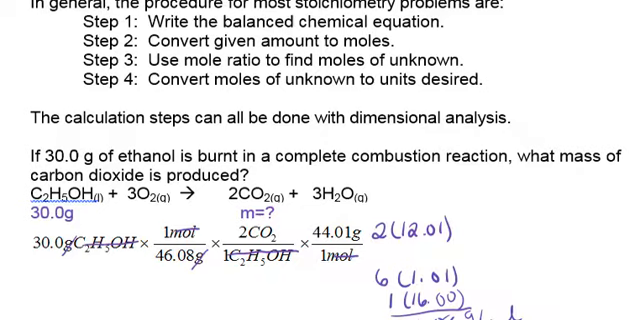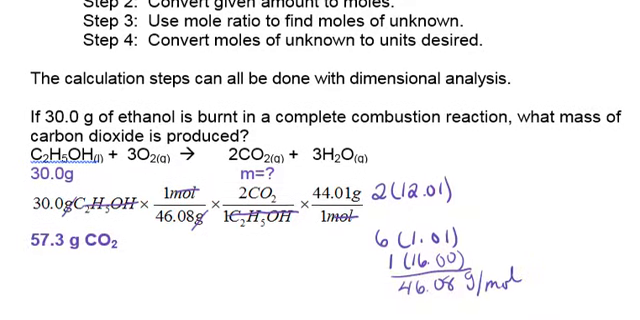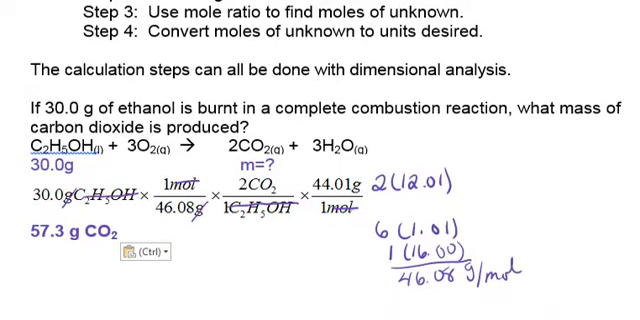So we calculate this all out. 30 divided by 46.08 times 2 divided by 1, which we can skip because it's 1, times 44.01. And we get an answer with lots of extra digits if you're doing it in your calculator. But if we look, we started out with 3 sig figs. Our molar masses are to 4 sig figs. So going by our least sig figs rule when we're multiplying and dividing, we round this to 3 sig figs and we get 57.3 grams of carbon dioxide for a final answer. So there's your basic steps of stoichiometry.